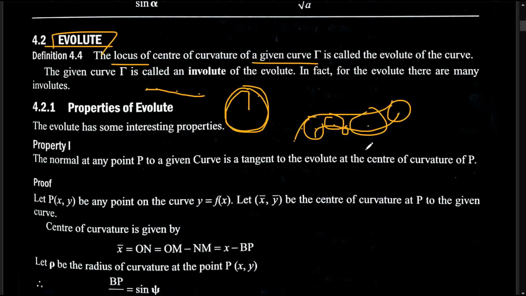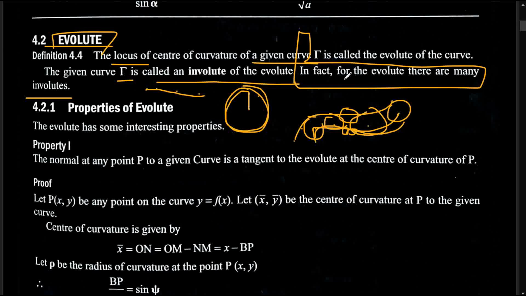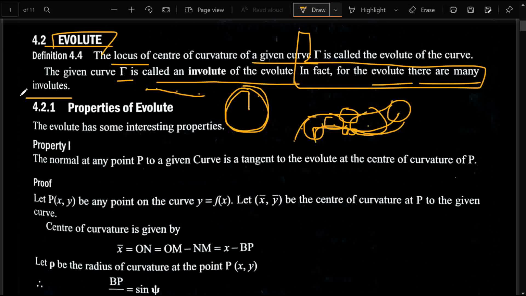So what is an involute? There are two concepts, evolute and involute. The curve which we drew is called the involute. The given curve is called the involute, and the locus of all the centers of curvature is called the evolute. So it's called an evolute of a curve. The given curve is itself called an involute of an evolute. In fact, for an evolute there are many involutes. This is important; maybe they can ask this in an MCQ.